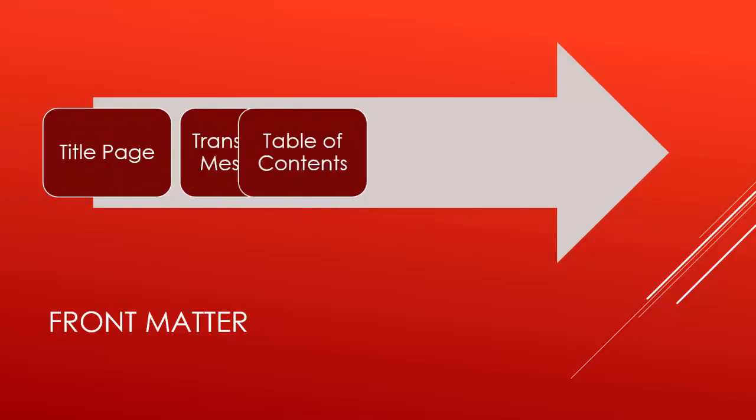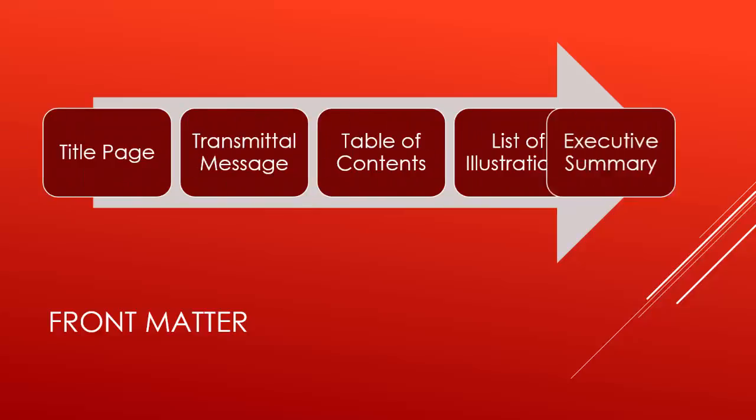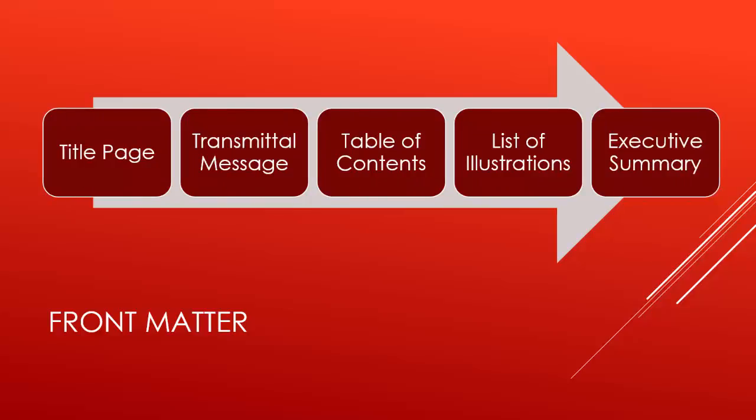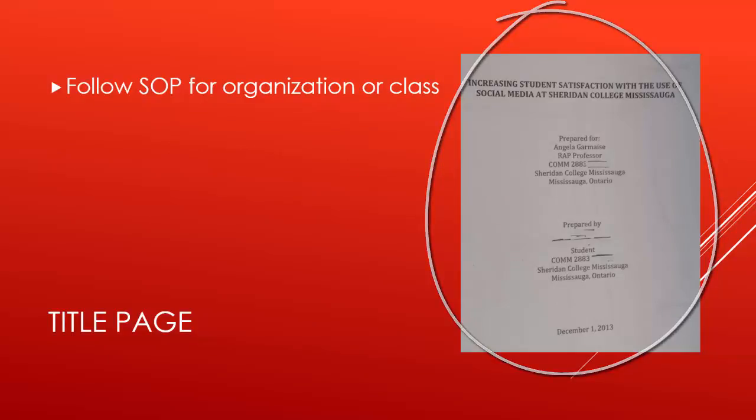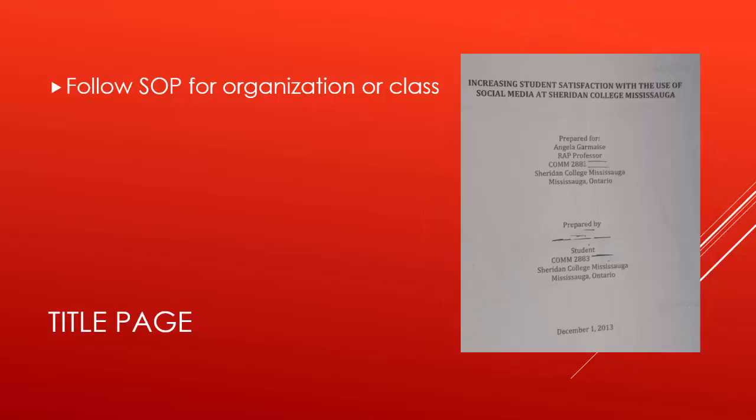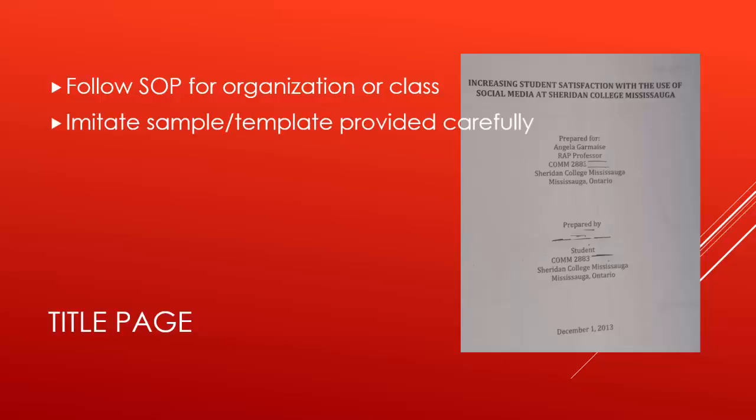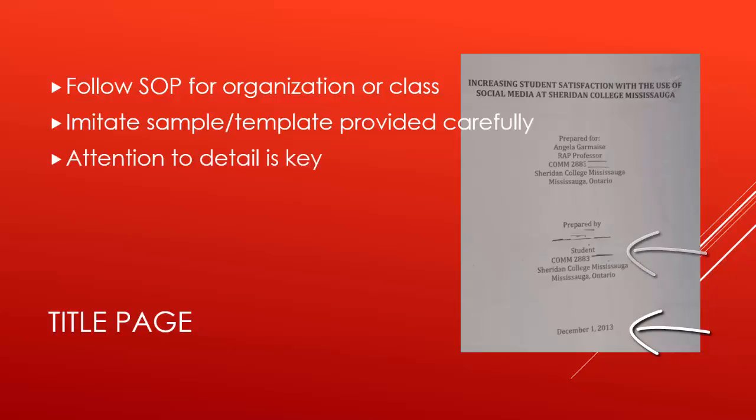Front matter may have up to 5 components: title page, transmittal message, table of contents, list of illustrations, and executive summary. The first front matter component is always the cover or title page. What this page looks like and what information it contains will depend on the organization's standards and practices. Most textbooks demonstrate a sample cover page. The key here is to very carefully and exactly imitate what you see in a sample cover page you're provided, changing only the relevant details for your report.